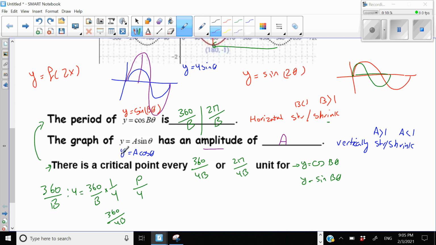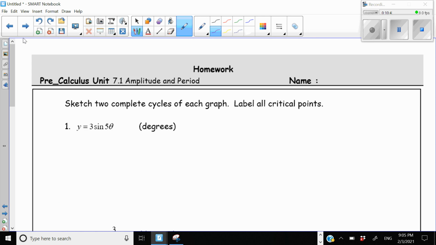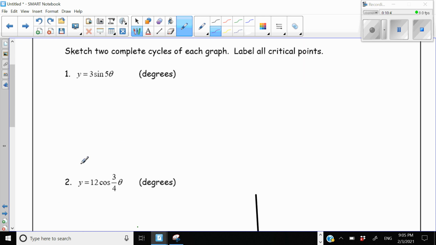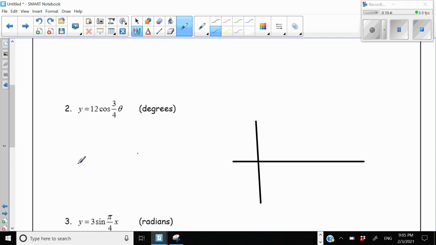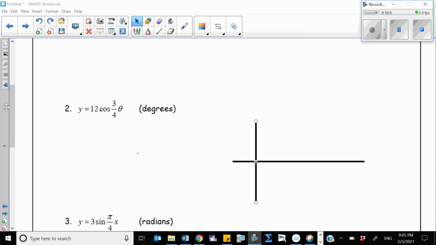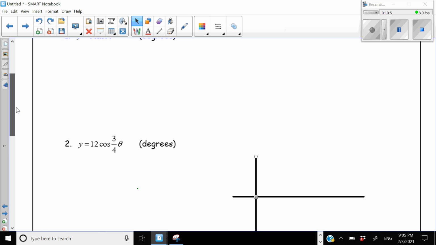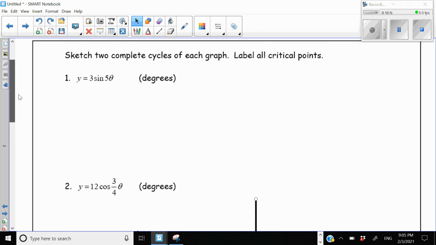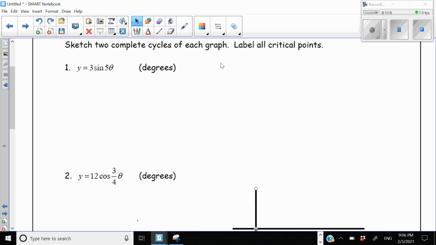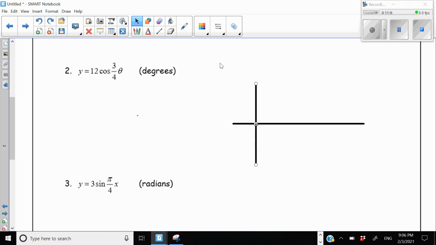Okay, so let's work on some of the examples that we have on the 7.1 homework. I'm going to start with this one. You know that you are supposed to work on the odd questions, and I'm going to do some of the even ones, so you will learn how to work on all these problems. We are supposed to sketch 2 complete cycles of each graph and label the critical points.